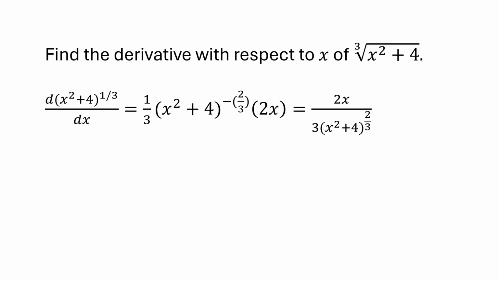Then we look at taking x as the variable of the inner part, which is 2x, the derivative of x squared plus 4, 2x. And so we can write this as 2x over 3 times x squared plus 4 to the 2/3 power.